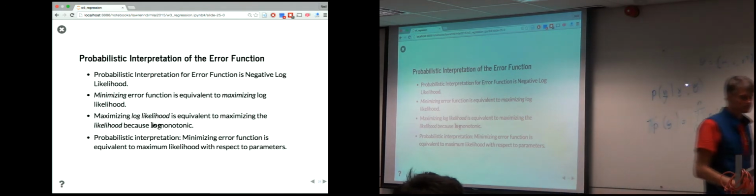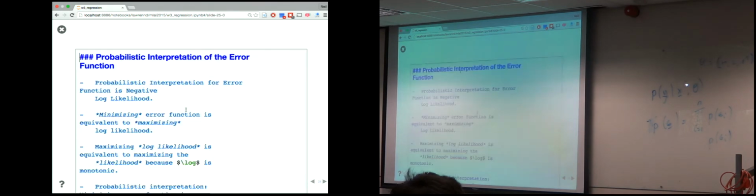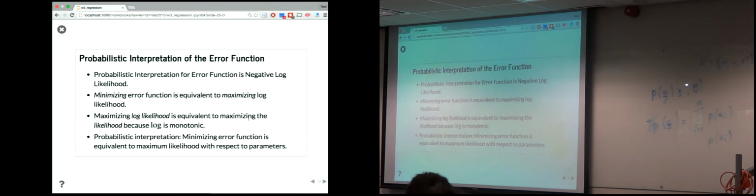So maximizing the log likelihood is equivalent to maximizing the likelihood because log is monotonic, and minimizing the error function is equivalent to maximum likelihood because of the negative log likelihood, because minimizing an error function is equivalent to maximizing the log likelihood.